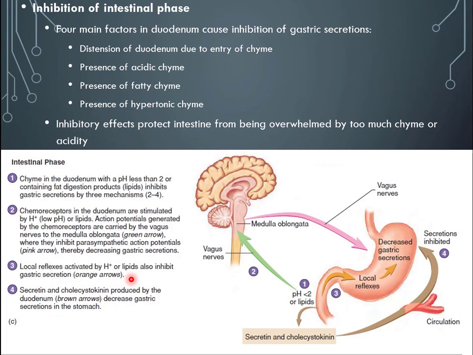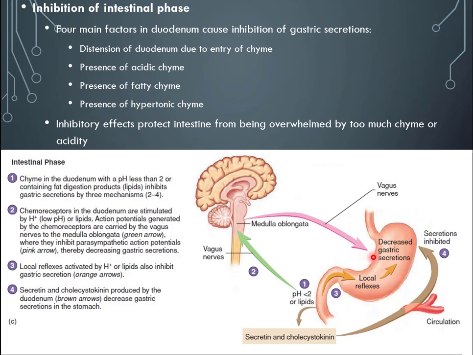So right here, before we get into that intestinal part or the intestinal digestion, take note that there are actually chemoreceptors in the duodenum, okay, that are stimulated because of the acidic chyme that enters it. And action potentials generated by the chemoreceptors are carried by the vagus nerves to the medulla oblongata, right there, where they inhibit parasympathetic action potentials, like in a feedback loop, by decreasing gastric secretions.